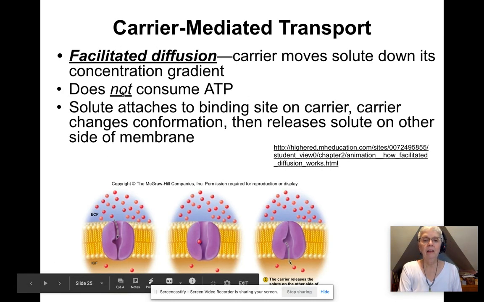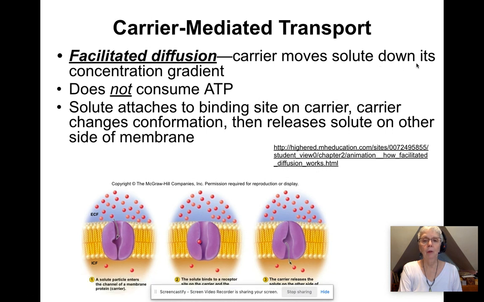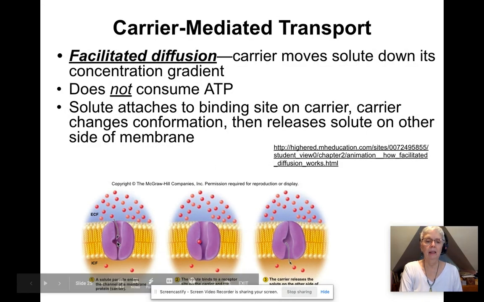With facilitated diffusion, the carrier moves solutes down a concentration gradient. In other words, it's going to move an ion from higher concentration to lower concentration. It does not use any ATP, and basically it's an open and closed gate is what it is.